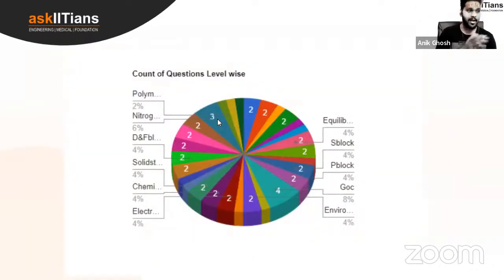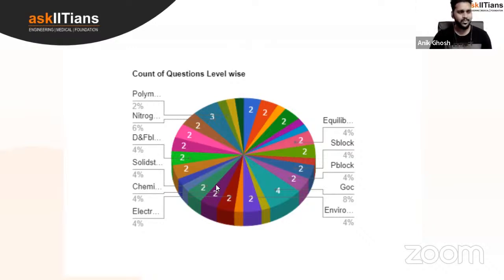Now, as you can see, this is the pie chart showing the weightage. You can see it is equally divided across each and every chapter. So there is no chapter of which we can say, sir, that this is the most important chapter, this is the least important chapter. They're asking you to go through each and every chapter in a similar way. Only the last three chapters, like polymers and chemistry in everyday life, they are giving one question each.